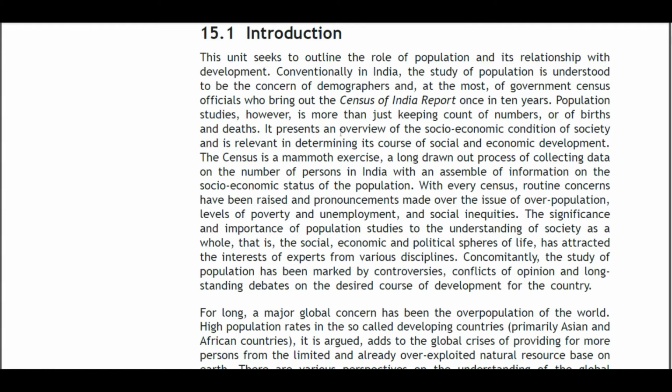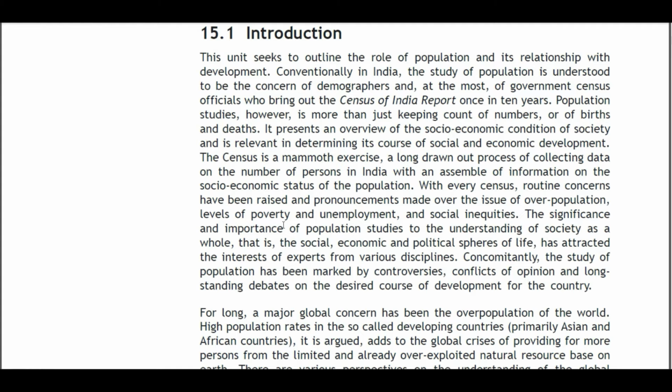It presents an overview of the socioeconomic conditions of society and is relevant in determining its course of social and economic development. The census is a mammoth exercise, a long drawn-out process of collecting data on the number of persons in India with an ensemble of information on the socio-economic status of the population. With every census, routine concerns have been raised and pronouncements are made over the issue of overpopulation, levels of poverty and unemployment, and social inequities.